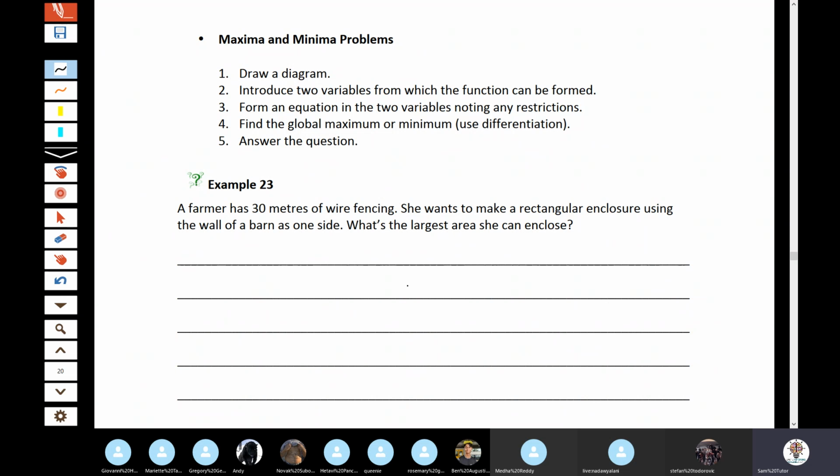So like, sometimes it's distance. Distance has to be positive always. I think area has to be positive always. Find the global maximum minimum. So find the maximum minimum of that. So use differentiation. And then number 5, which everyone forgets, answer the question.